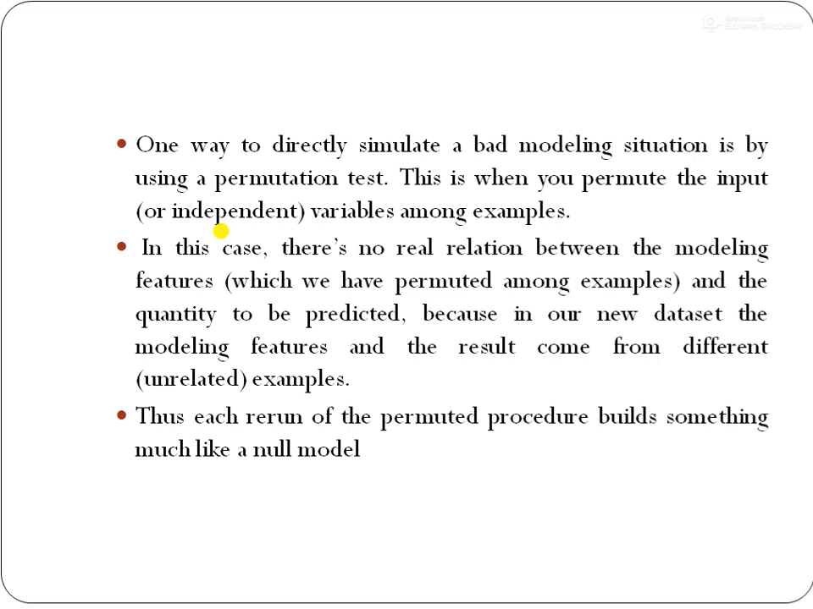We can also use a permutation test, where we permute the input or independent variables among examples. In this case there is no real relation between the modeling features, that is the permuted values, and the quantity to be predicted, because in our new data set the modeling features and the result come from different or unrelated examples. So each rerun of the permuted procedure builds something much like a null model.